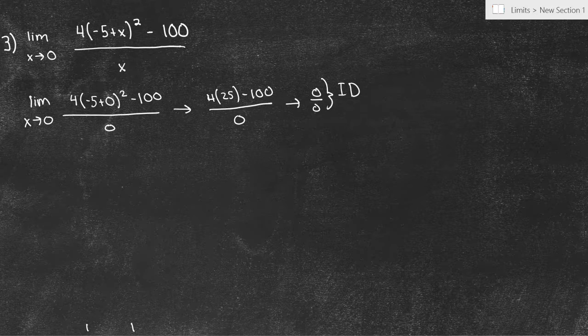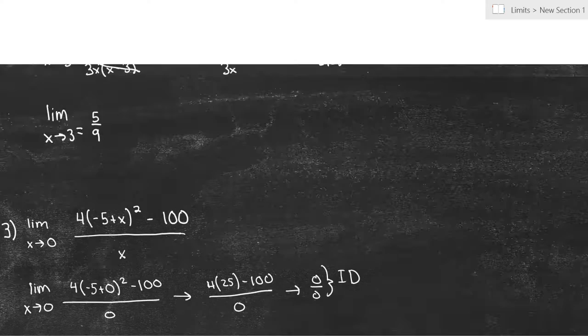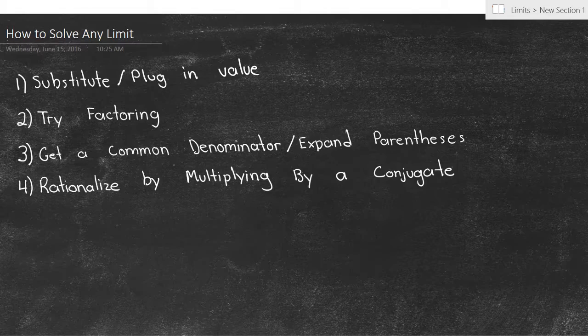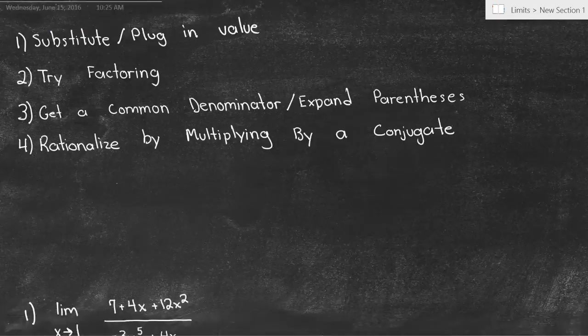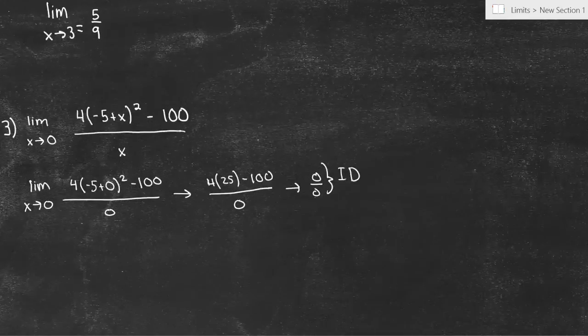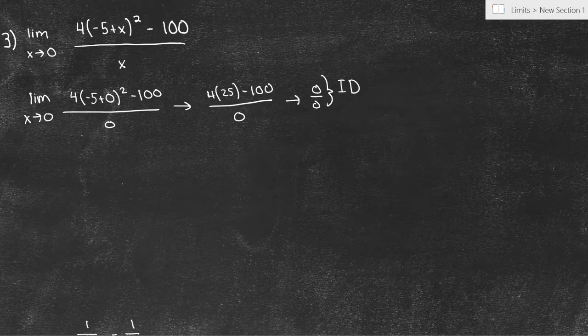And our next step is to factor. But it doesn't look like we can factor anything. We actually can't. So our third step, let's see what it said exactly. We've got to get a common denominator or expand parentheses. Well, I don't think we can get a common denominator, but it looks like we can expand these parentheses. So let's try that out.